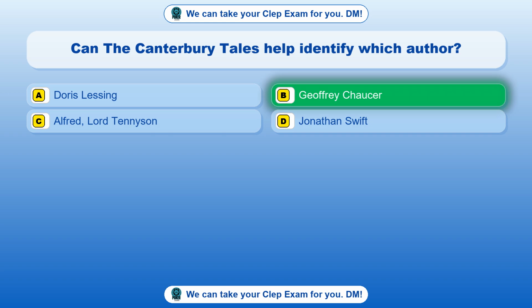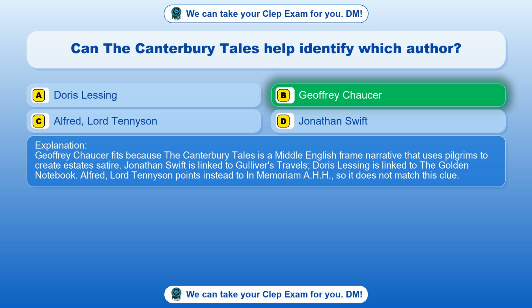Geoffrey Chaucer. Geoffrey Chaucer fits because the Canterbury Tales is a Middle English frame narrative that uses pilgrims to create social satire. Jonathan Swift is linked to Gulliver's Travels. Doris Lessing is linked to The Golden Notebook. Alfred, Lord Tennyson points instead to In Memoriam A.H.H., so it does not match this clue.